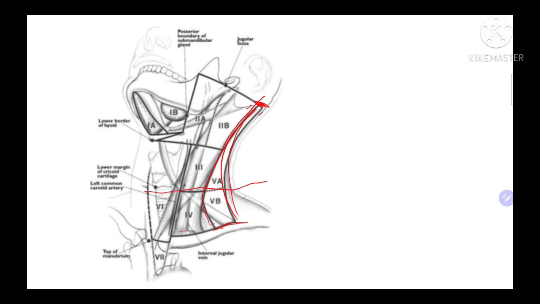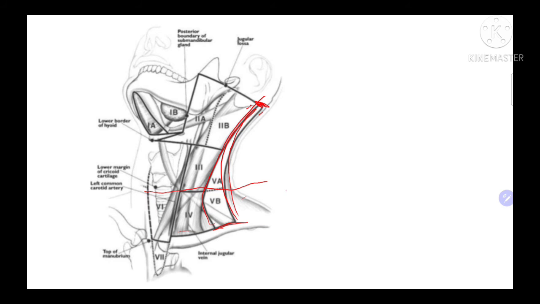And level 5B, inferiorly, is the inferior half. Again, the superior limit is the line of the inferior border of the cricoid cartilage. Here we're going to have the supraclavicular nodes.